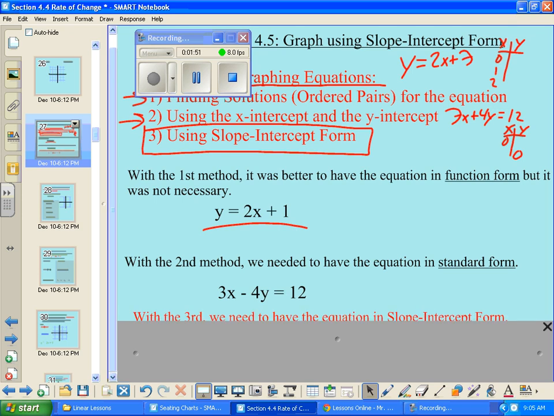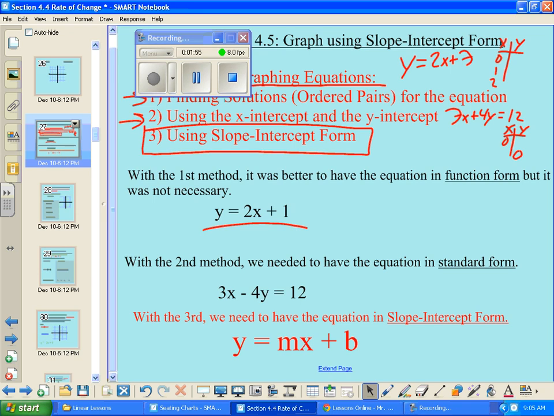Well, for method number 3, using slope-intercept form, we want the equation to look like this as well: y equals mx plus b. As I ask the class, I want them to realize, what do they notice about this form? Well, it looks just like the form for method number 1. Slope-intercept form, and that's why I started referring to it earlier in the chapter. This is slope-intercept form when I have y equals 2x plus 1.